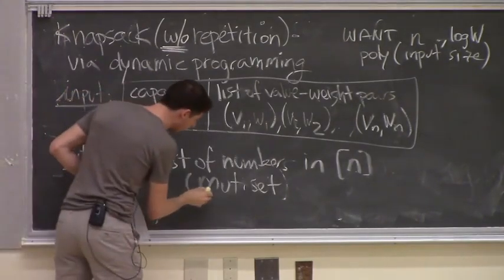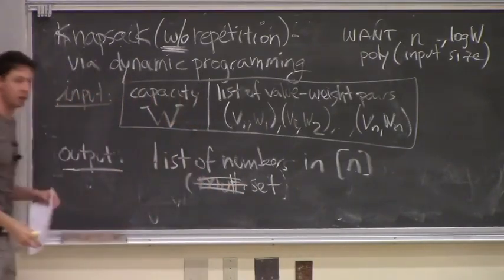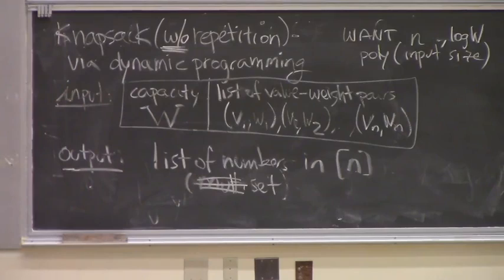You're not allowed to repeat an item. You pick one up, and it's gone, right? So there was only one copy of it. So you just want to output a set, and you want to maximize the value of that set. Is it clear how we've changed it? Now there's a formal definition of knapsack.